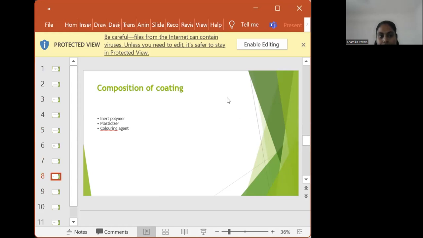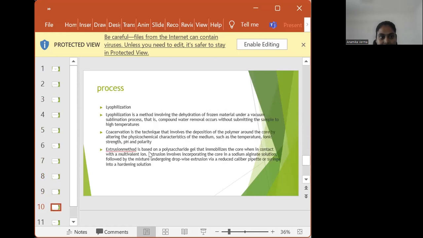Now, what are the different compositions of coating material? First is inert polymer, second is plasticizer, third is coloring agent. Now, what are the different methods of microencapsulation? First is air suspension. Second is coacervation phase separation. Third is pan coating. Fourth is FBD, that is fluidized bed technology. Fifth is spray drying and spray congealing. Sixth is multi-orifice centrifugation. Seventh is solvent evaporation. Eighth is polymerization. Ninth is interfacial process.